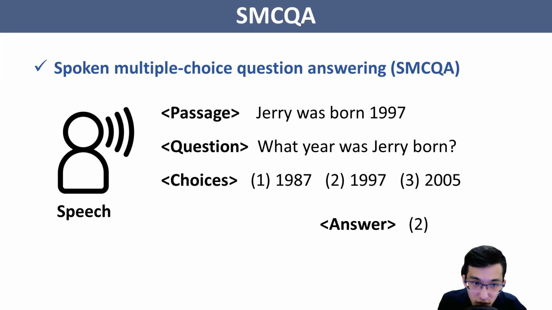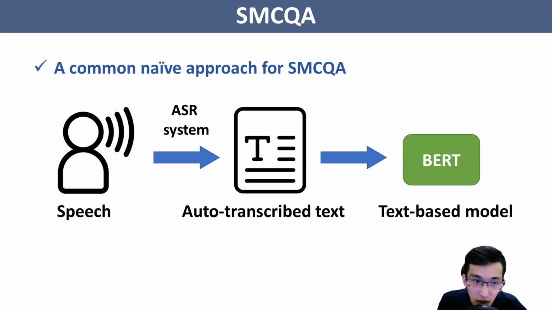First, we want to define what a spoken multiple-choice question answering task is. Given a passage, a question, and several choices, all in the form of speech, the model has to select the correct choice from all the candidates. A common naive approach for the SMCQA task is to employ an ASR system to transform the speech signal into auto-transcribed text so that a text-based model like BERT can be directly applied to solve the problem.